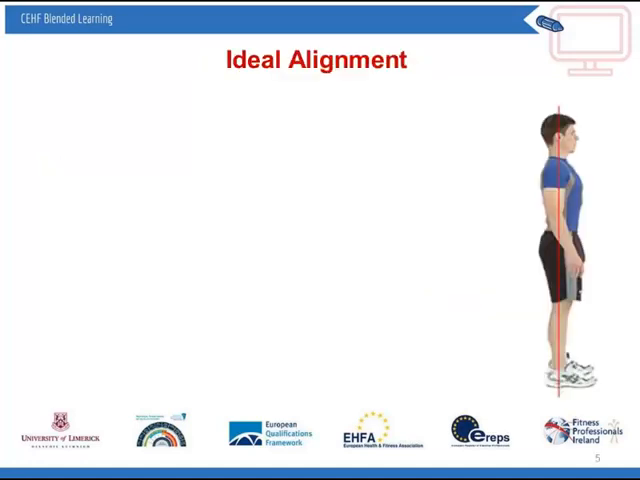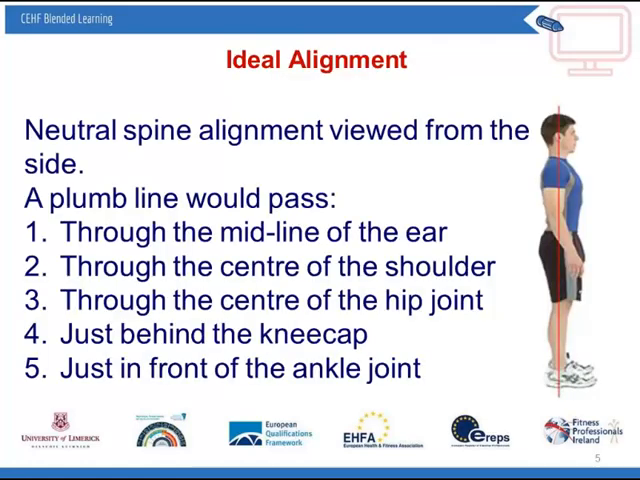So what is ideal posture? Ideal posture is a neutral alignment of the spine where the spine is holding its natural curves. When viewed from the side, a plumb line would pass through the midline of the ear, through the centre of the shoulder, through the centre of the hip joint, just behind the kneecap, and just in front of the ankle joint. Very few people have this perfect posture.